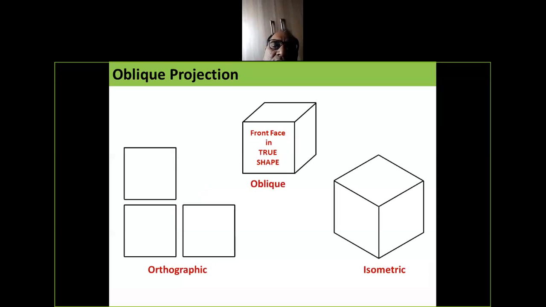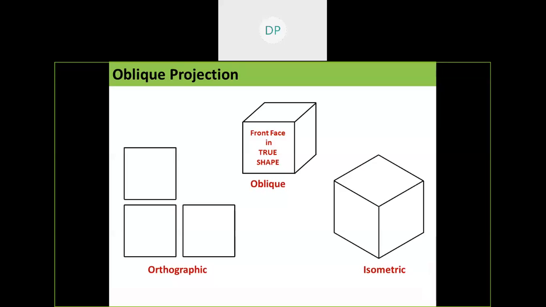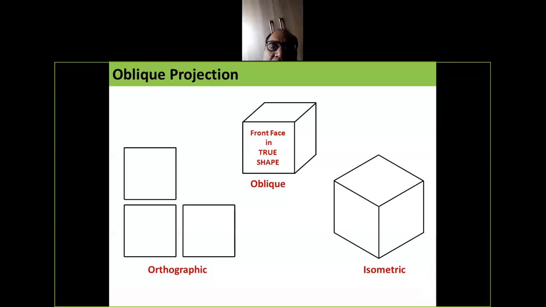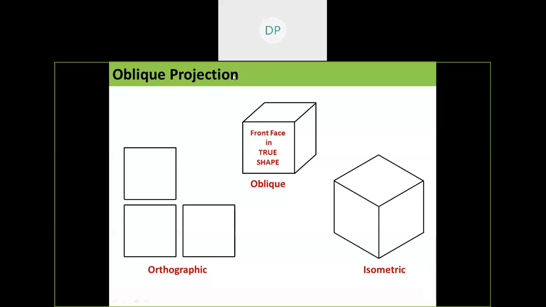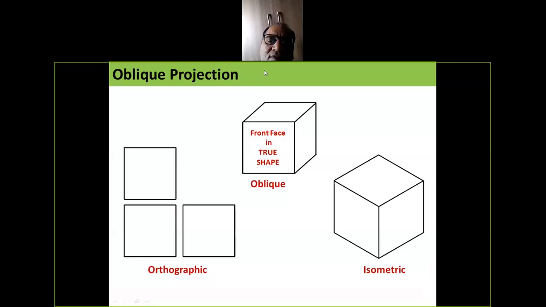Now in the same thing, I have discussed about the orthographic, where the rays are taken parallel. Now this is the isometric, already discussed. Now this one is oblique.